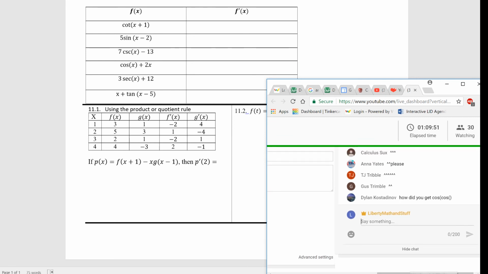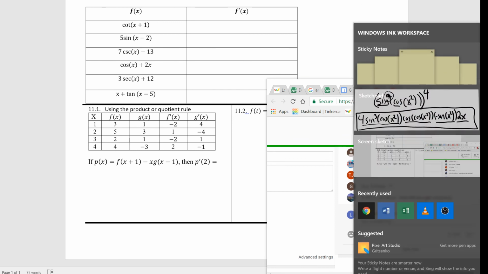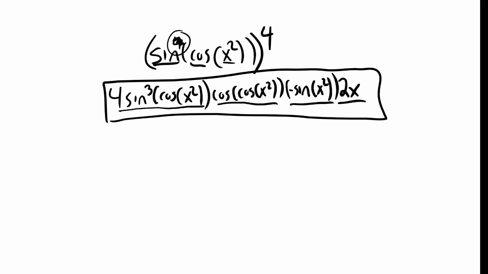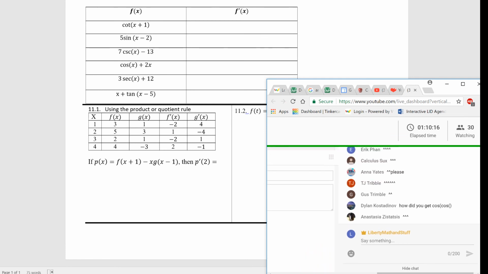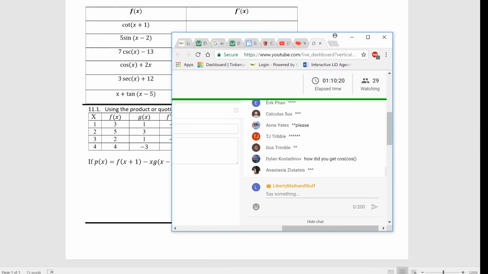How do you get cosine of cosine? I take the derivative of sine. So the first thing I take the derivative of is something to the 4th, then sine, then cosine, then x squared. So that's why it's 4 sine, then derivative of sine is cosine, then derivative of cosine is negative sine, then derivative of x squared is 2x. Hopefully I answered your question.